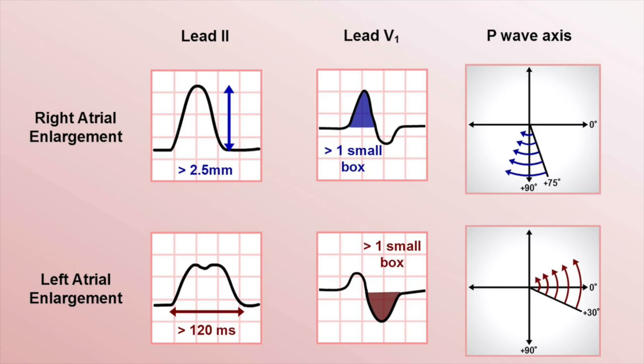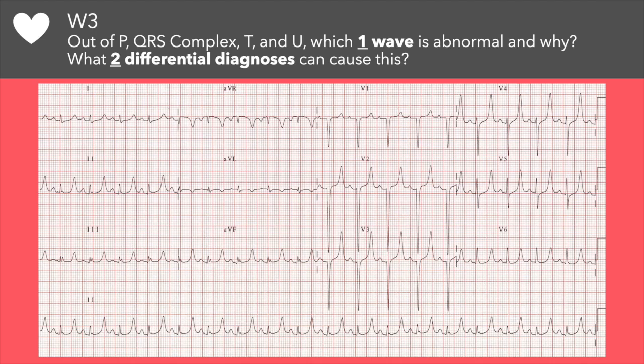P wave. In left atrial enlargement, since the left atrium is larger, it takes longer to depolarize, and the left atrial wave now appears to gradually travel away from the right atrial wave a bit, and it looks like the P wave is lengthened. W3, out of P, QRS complex, T, and U, which one wave is abnormal and why?